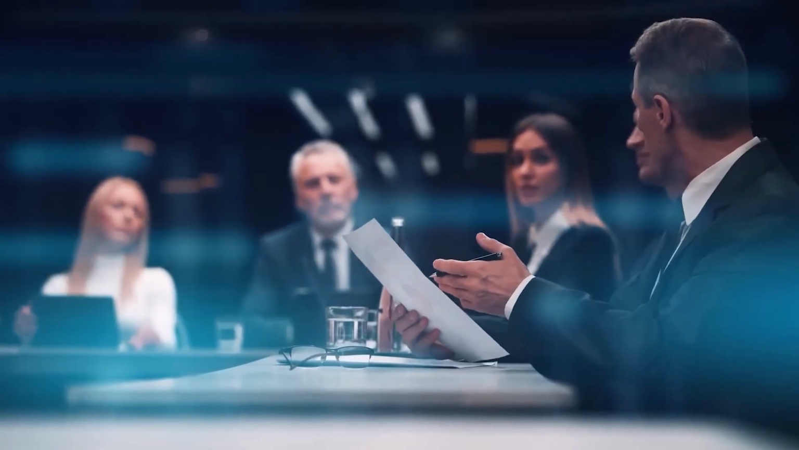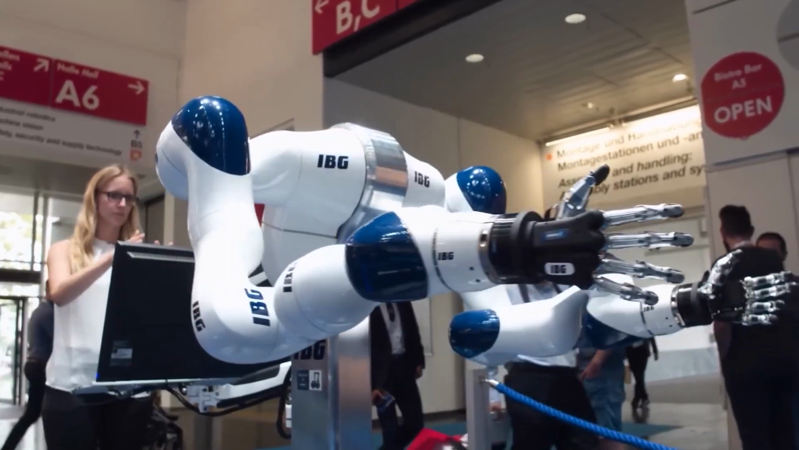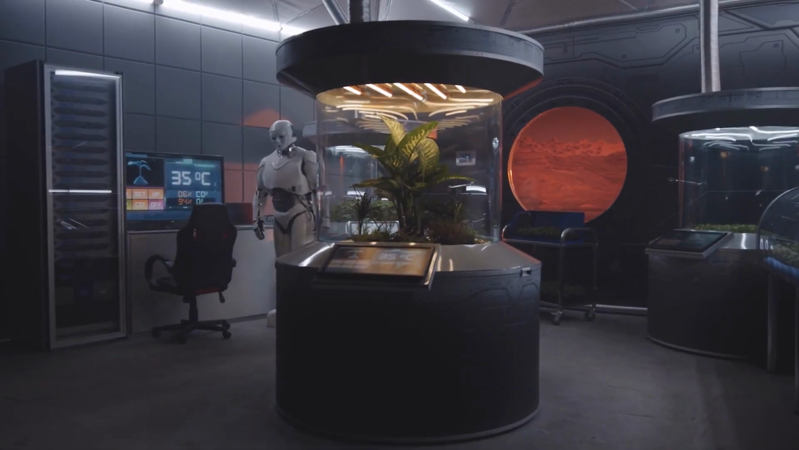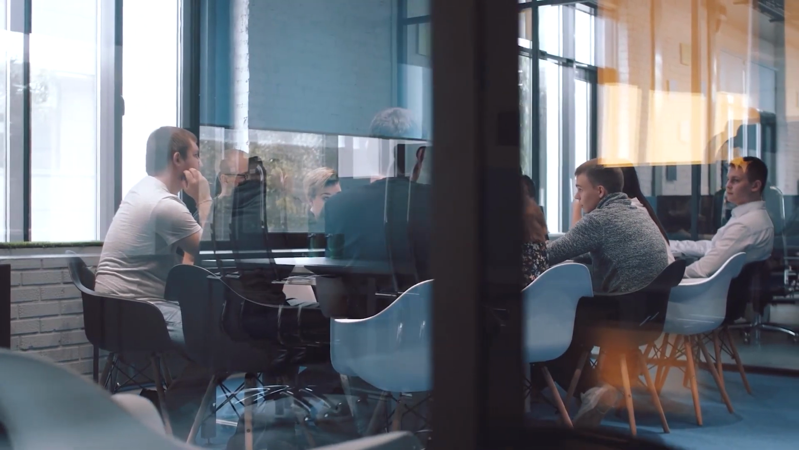In addition to technical hard skills, certain power skills are equally important for professionals involved in AI. These power skills are essential for comprehending results, solving problems, and ensuring effective communication within AI teams and with stakeholders.